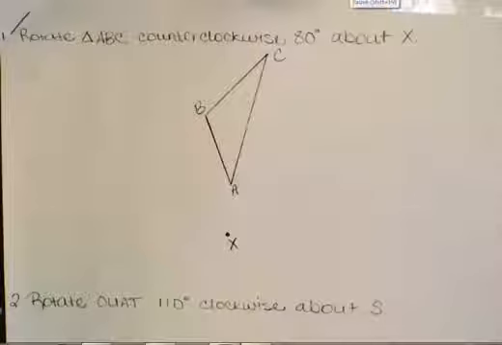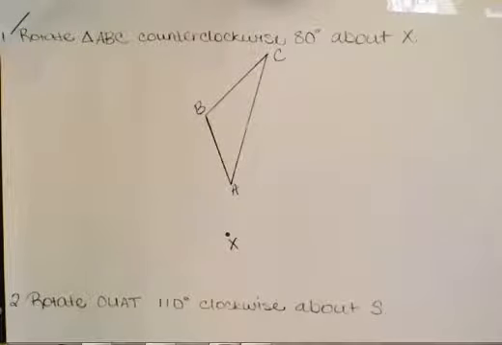Alright, so we're looking at how to construct a rotation of an object today. Rotations are an isometry, like reflections and translations are. They preserve segment measures, they preserve angle measures, just going to change the location of the object. So today we're looking at rotations.